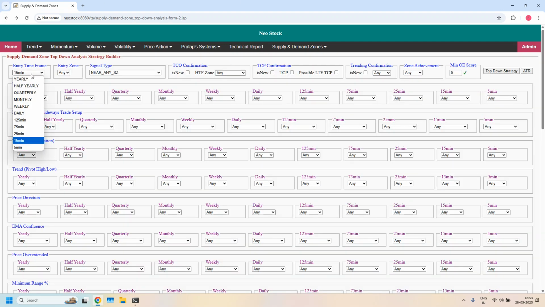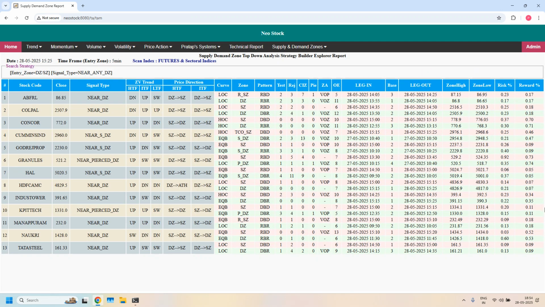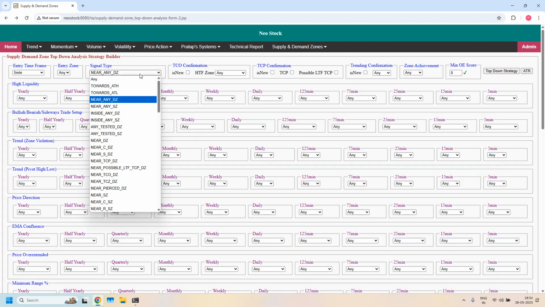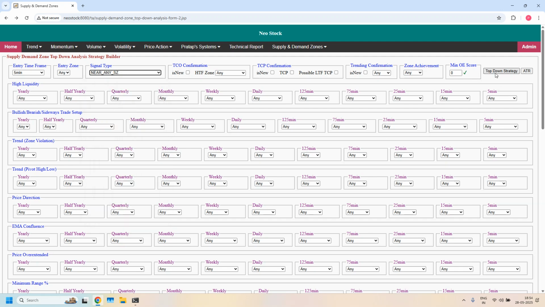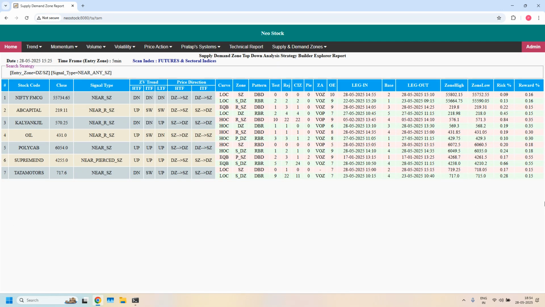Next time frame is 5 minutes. Stocks near 5 minutes demand zone. We got 13 stocks. Next, stocks near 5 minutes supply zone. We got 7 stocks.